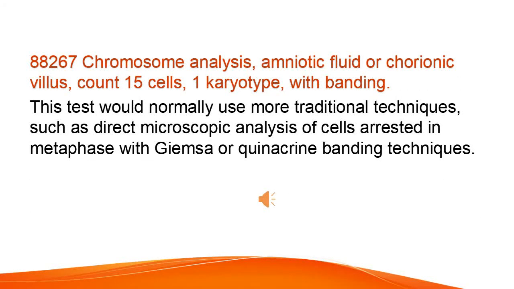Chromosome analysis, amniotic fluid or chorionic villus, count 15 cells, 1 karyotype, with banding. This test would normally use more traditional techniques, such as direct microscopic analysis of cells arrested in metaphase with Giemsa or quinacrine banding techniques.